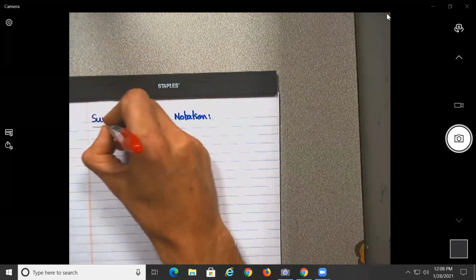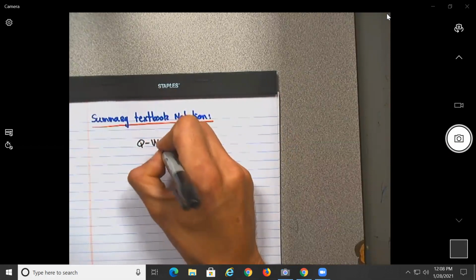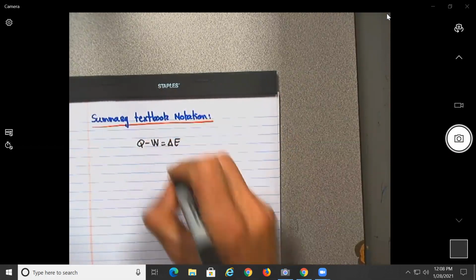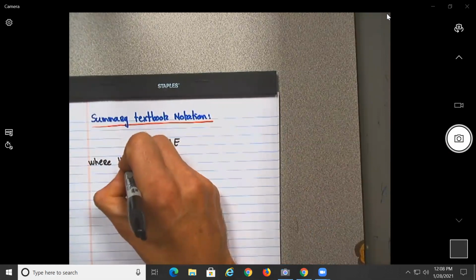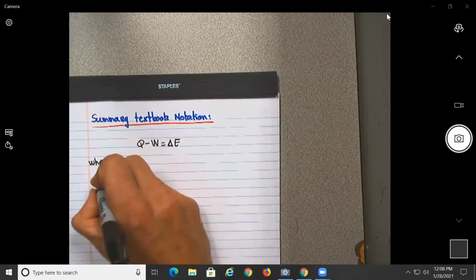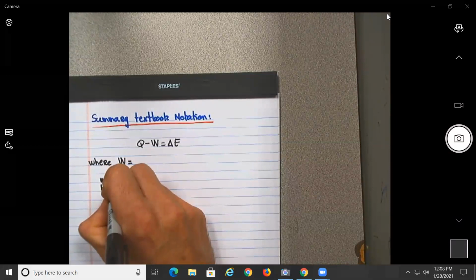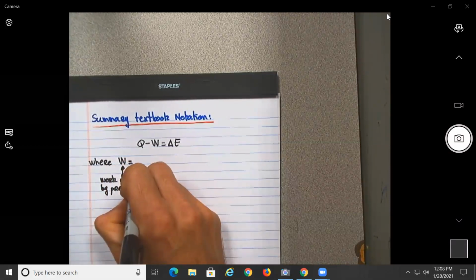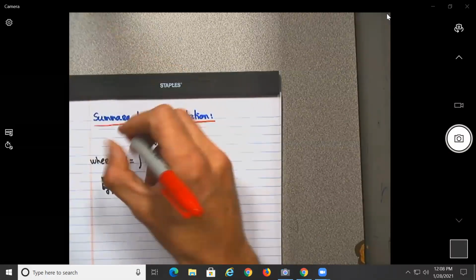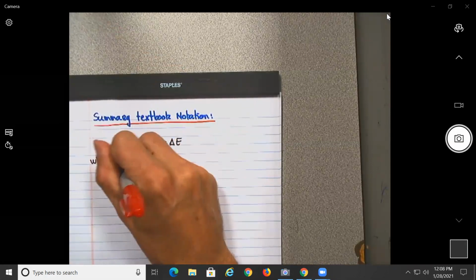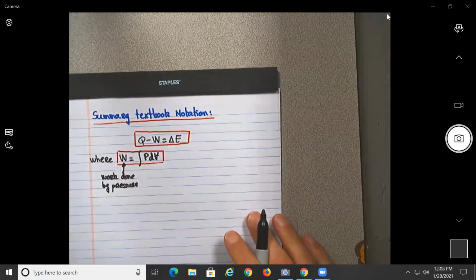Summary of textbook notation. So we have Q minus work equal to change in energy, where, if this is work done by pressure, in the textbook this is going to be positive PdV. That's it. I don't think there's more changes in signs, okay?